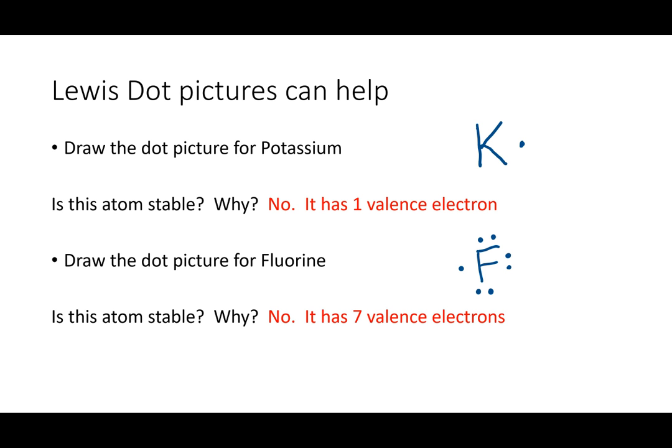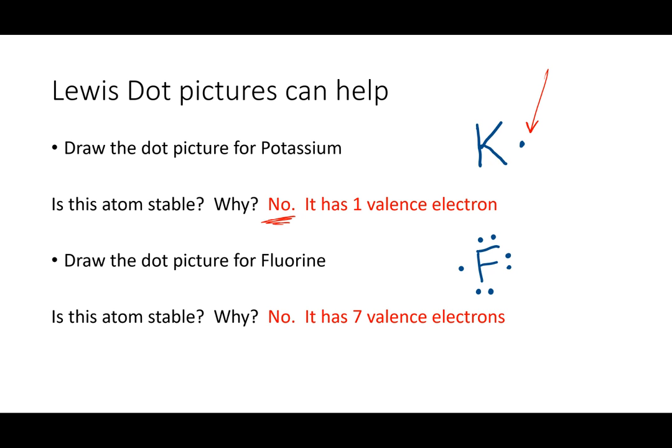So what we have here is potassium. Its symbol is K. And because it's in group 1, it has one single valence electron. That makes it very much not stable. Okay, so it's not stable because it has that one valence electron, as we saw with the reactivity of the group 1 elements in water.